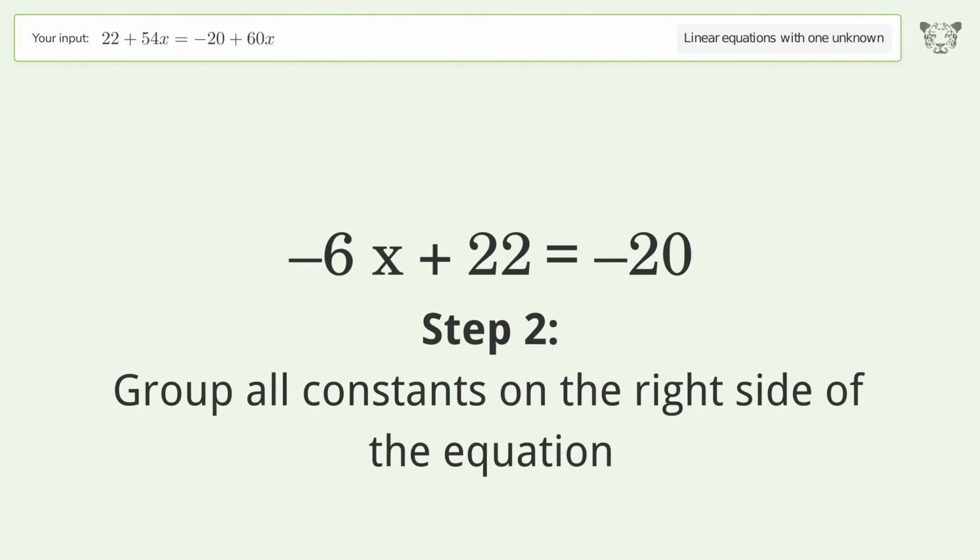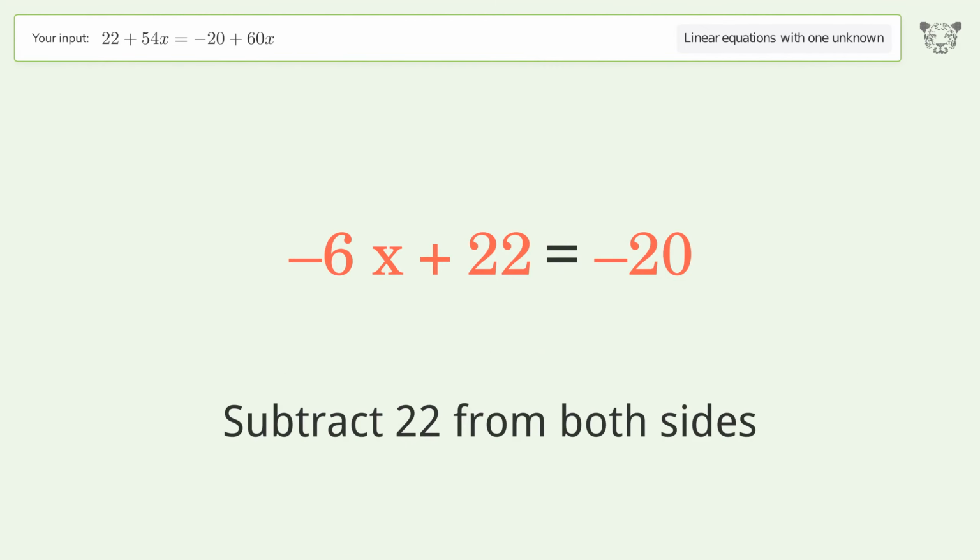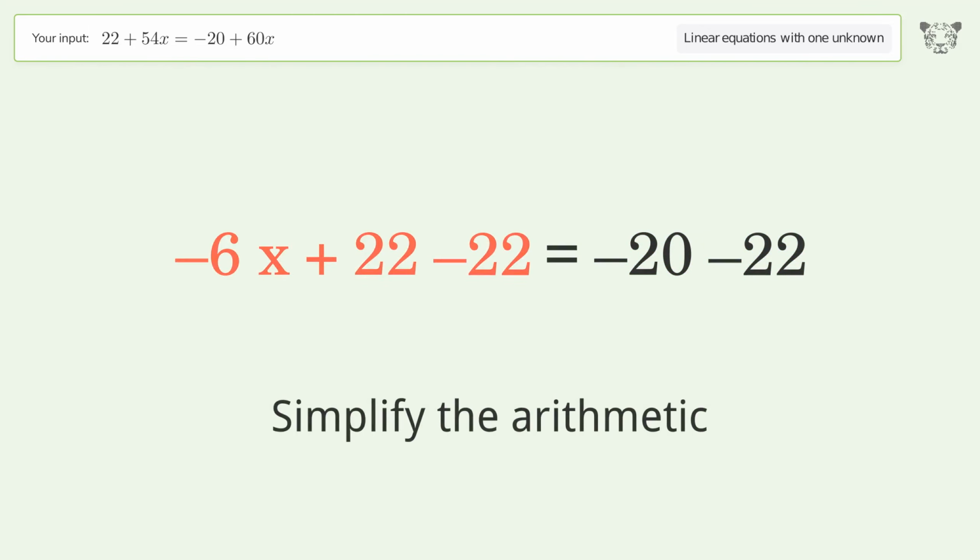Group all constants on the right side of the equation. Subtract 22 from both sides. Simplify the arithmetic.